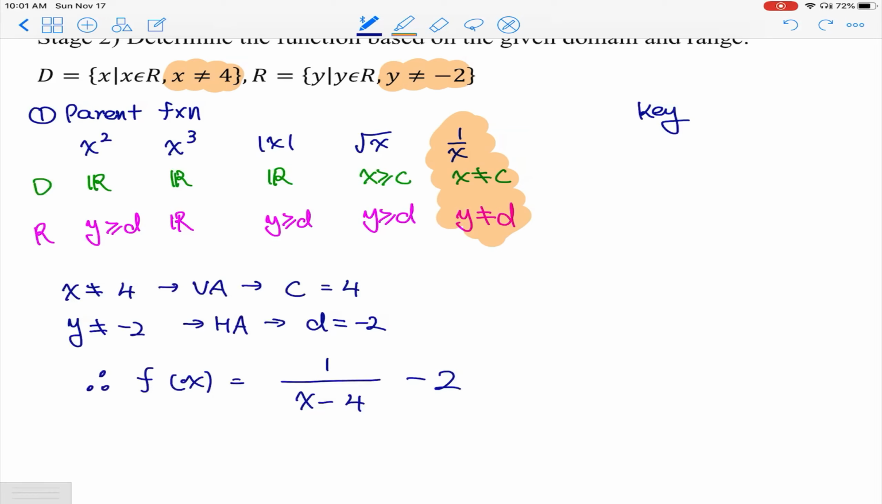So the key from this question is very simple. Remember this chart. If you do remember it, it will be very simple and easy. And then based on that, you just have to go through it.